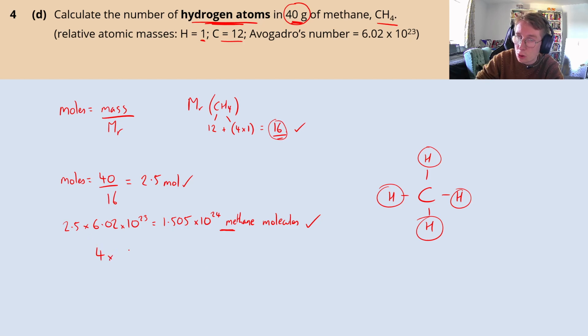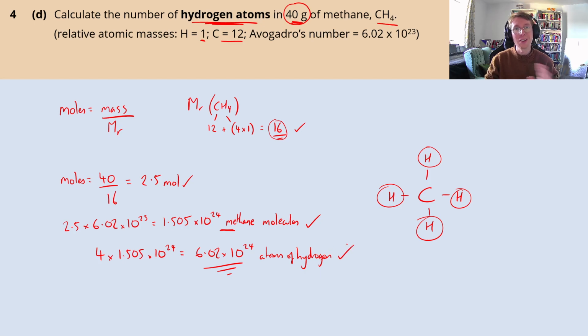So we need to do 4 times 1.505 times 10 to the power of 24, and that gives you your final answer for this question, which is 6.02 times 10 to the power of 24 atoms of hydrogen. So if you got that, well done, all 4 marks. Excellent.